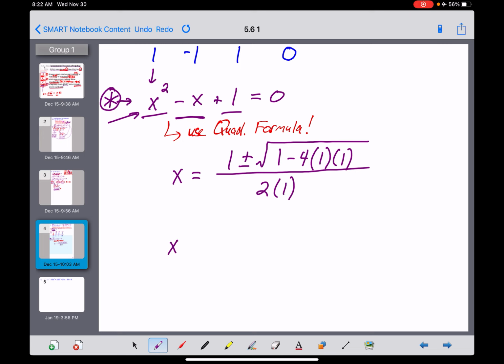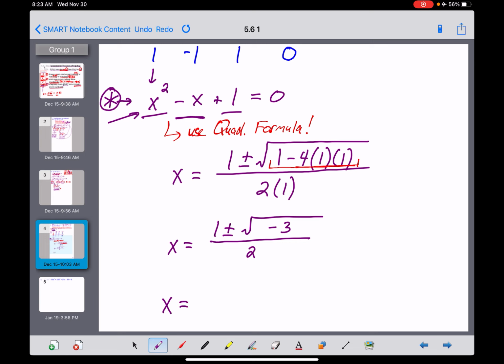So what does that do for us, guys? X is equal to 1 plus or minus the square root of, and I've always told you guys that right here, you probably want to go ahead and put all of that into your calculator at once, but this one isn't too hard to do in your head. 4 times 1 times 1 is 4, and 1 minus 4 is going to give you -3 all over 2.